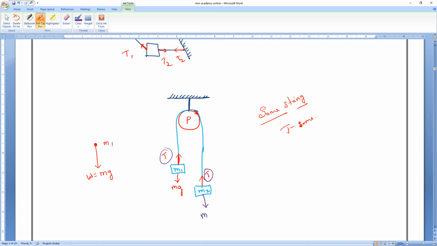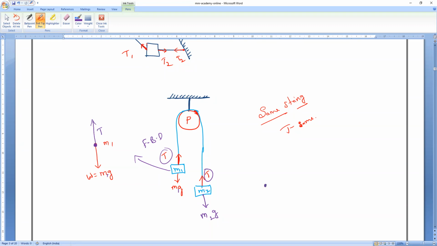Let me consider this as M1g and this as M2g. Now, for M2, what are the forces acting? Let us make it into a free body diagram. This is my M1. The weight is acting in the downward direction and the tension is acting in the upward direction. In the same way, the tension is upward.